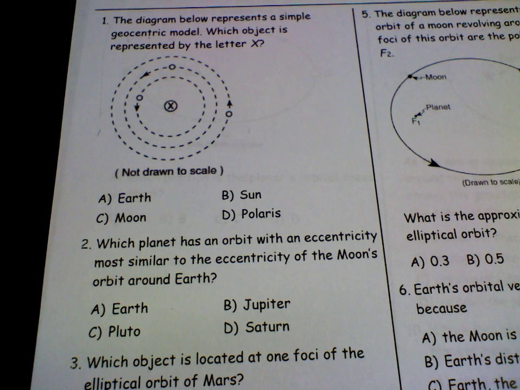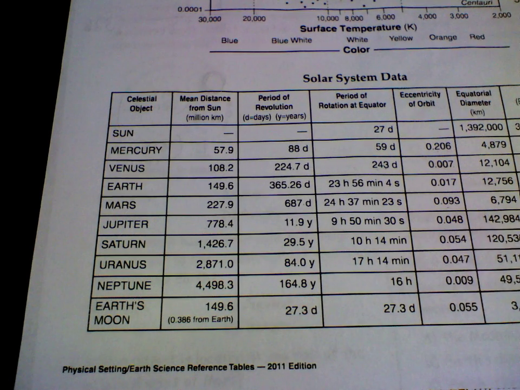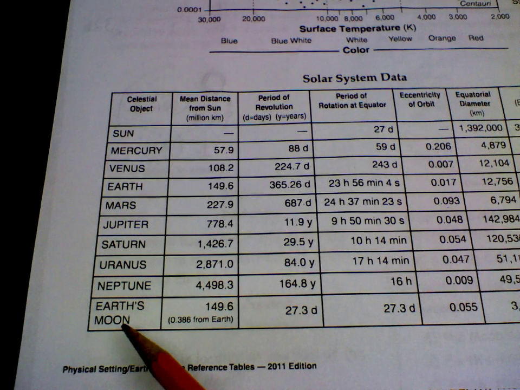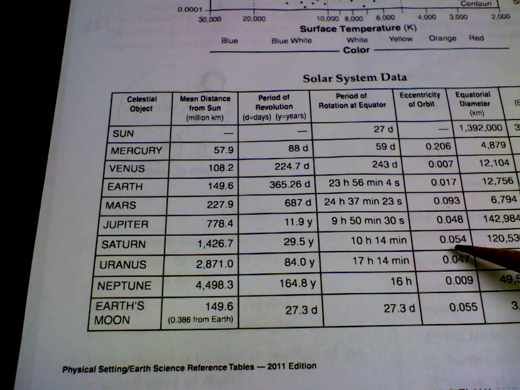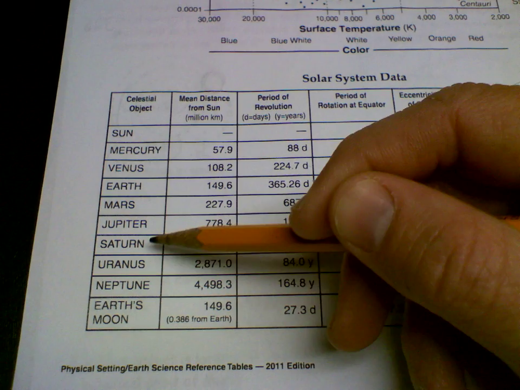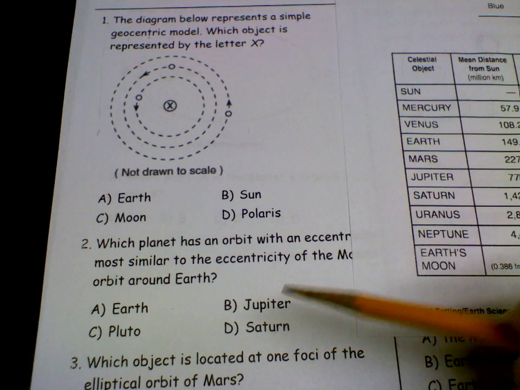Number two, which planet has an orbit with an eccentricity most similar to the eccentricity of the Moon's orbit around Earth? So I'm going to go here. First thing I want to see is what is the Moon's eccentricity? And if I take a look at that, the Moon's eccentricity is 0.055. The number that's closest to that is right here, 0.054. So the answer should be Saturn, which is choice D for number two.